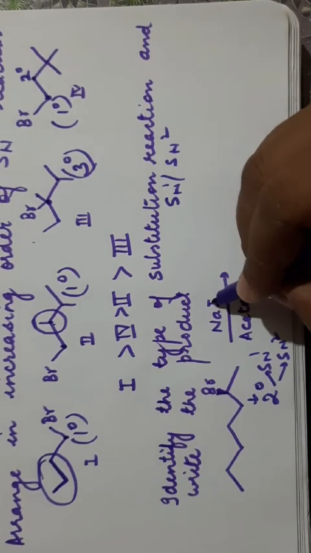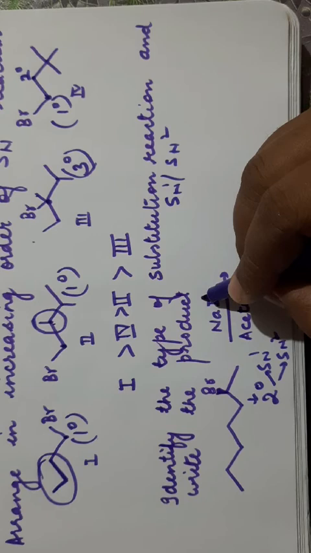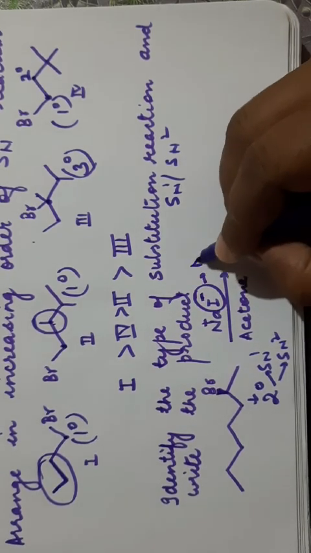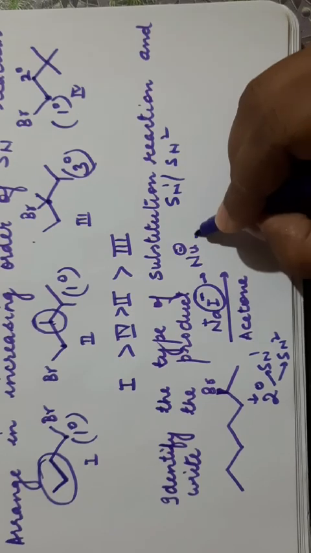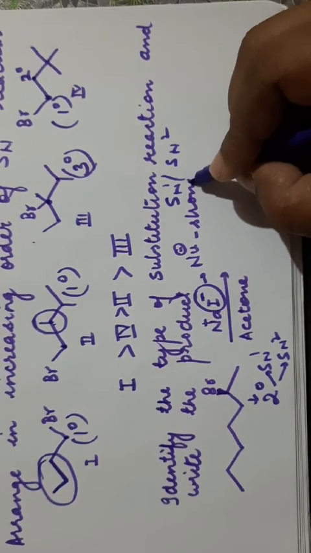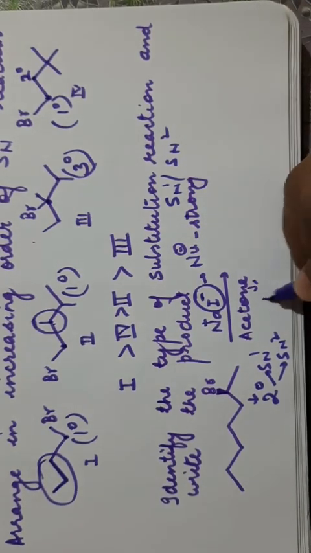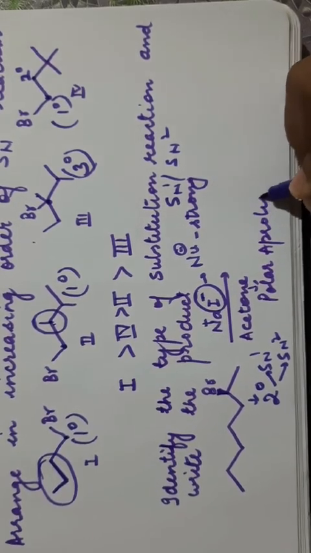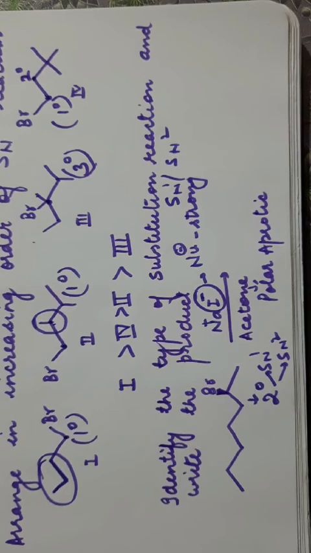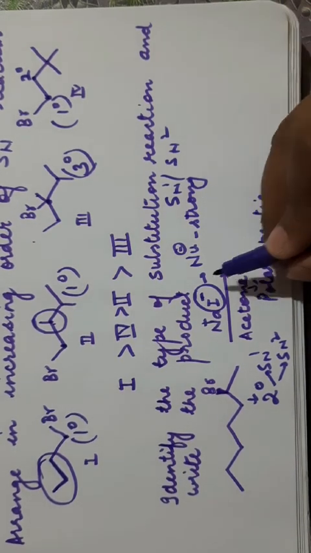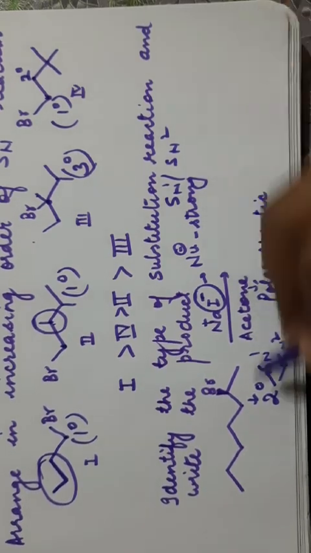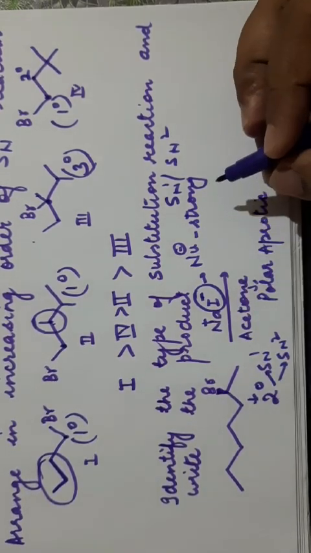Now you have to see the nucleophile. It is a strong nucleophile, Na plus I minus. I minus is a strong nucleophile. Clear? Then this is a polar aprotic solvent. All these conditions favor SN2 reaction. A polar aprotic solvent and a strong nucleophile favor the SN2 reaction. So what will happen? Inversion of configuration will take place.